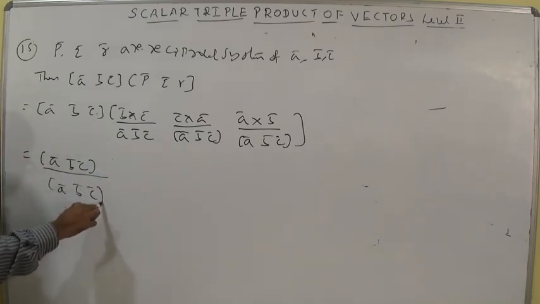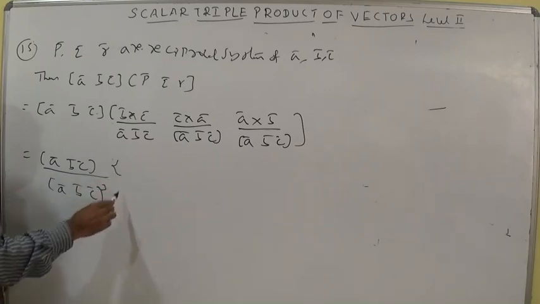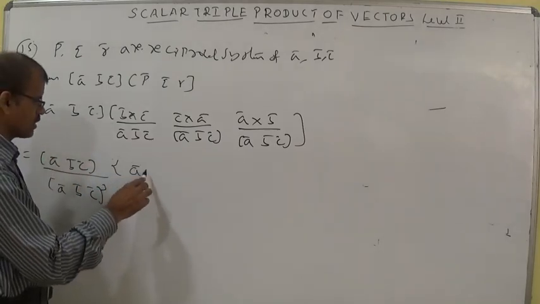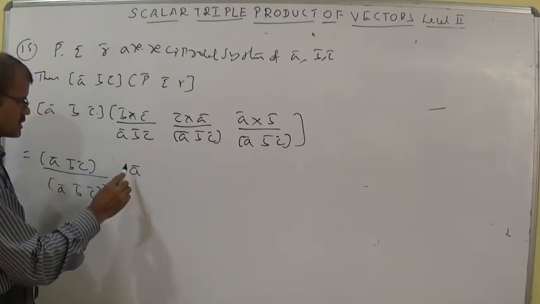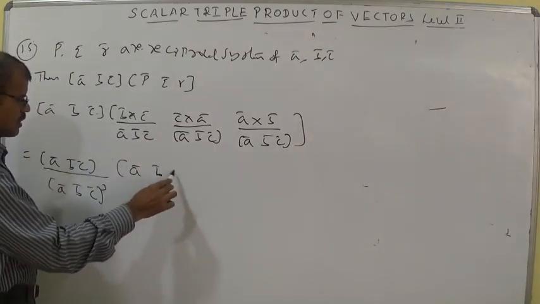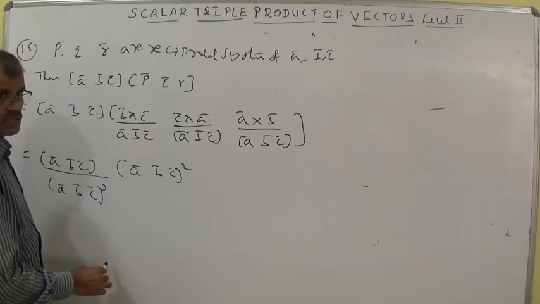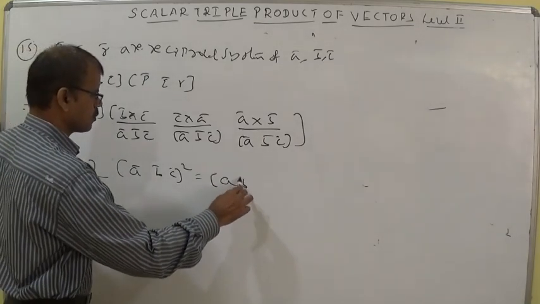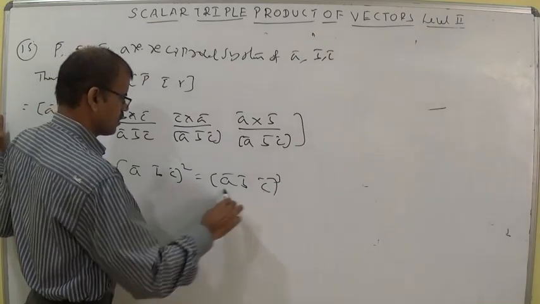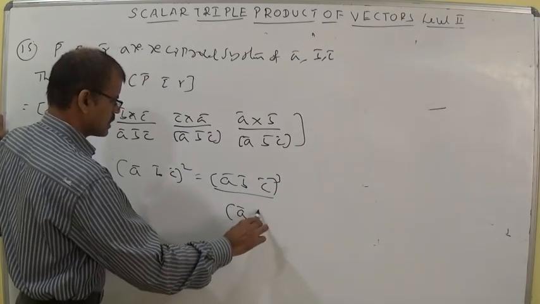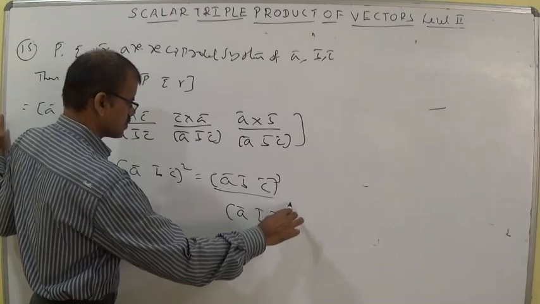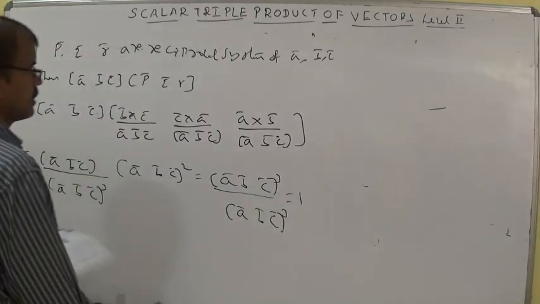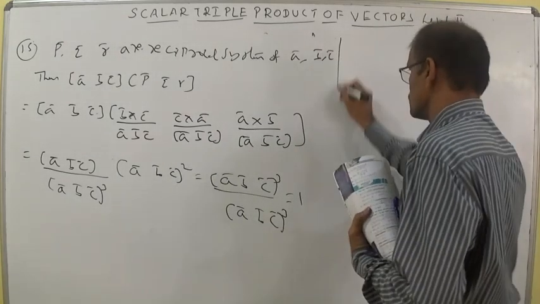Box ABC whole cube into, plenty of times I said that this is an important question. Whenever box B cross C, C cross A, A cross B, we will get the value box ABC whole square. So box ABC whole cube by box ABC whole cube, the value is 1. This is important in MHT-CET. This is only an MHT-CET concept.